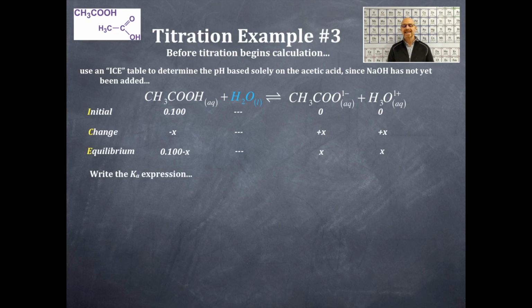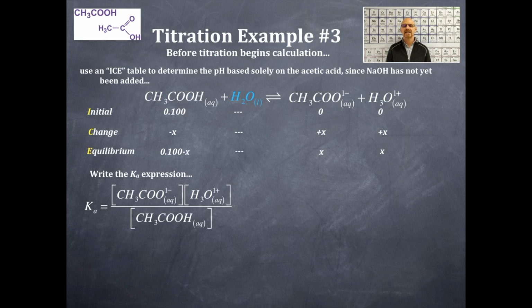I need to write the Ka expression for this. Just like any equilibrium constant expression, this is the acid dissociation constant, the Ka. It's products over reactants with the stoichiometric coefficients as exponents. So the Ka is the acetate ion times the hydronium ion divided by the acetic acid. Water is not included because that's a liquid, of course.